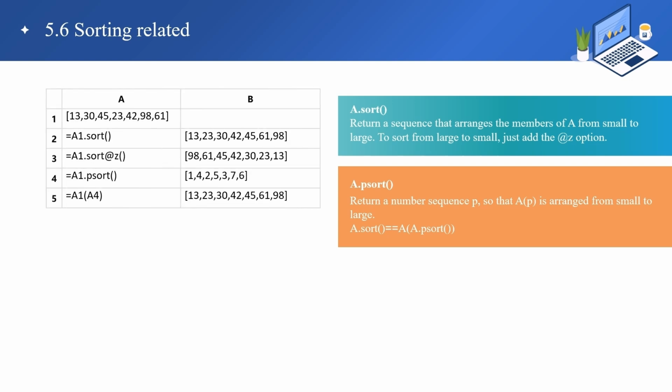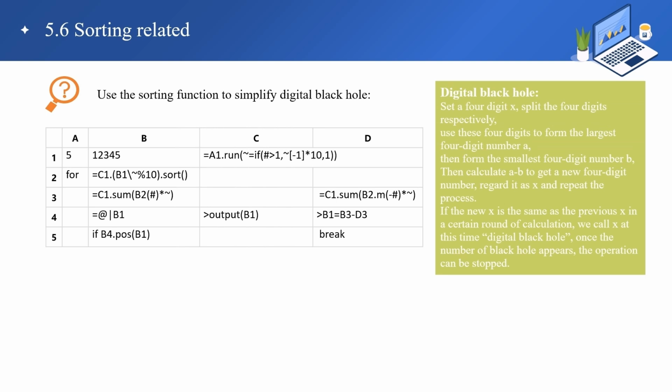Try it. As a rule, the result of cell A is the constant of cell B. With the sorting function, the digital black hole can be simpler, without using pseg and insert.